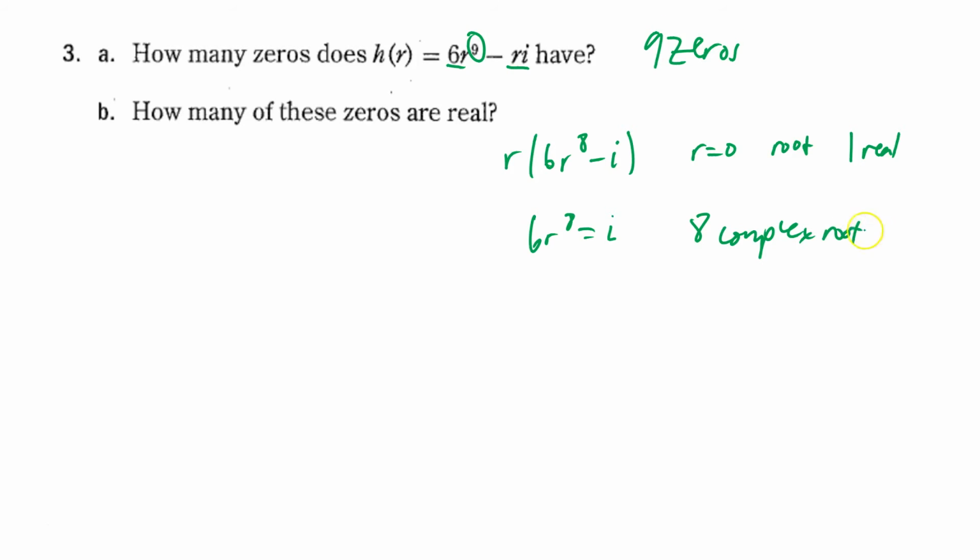So there is just one that's real, and that's 0, and then there are 8 complex ones, because they have to give you an i somehow. And the only way you can take something to the 8th power that gives you an i is if they're complex to start with. So a little bit of a conceptual idea there, but not too bad.